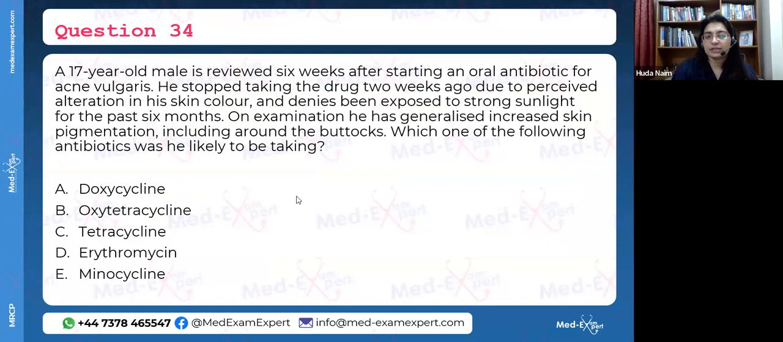Again, a very important concept as far as the exams are concerned. Drug reactions, drug side effects are very, very important. Whenever you come across any drug side effect that is very specific to that particular drug, always keep that in mind. Okay.